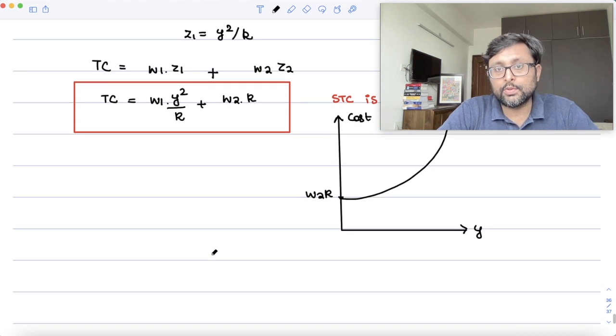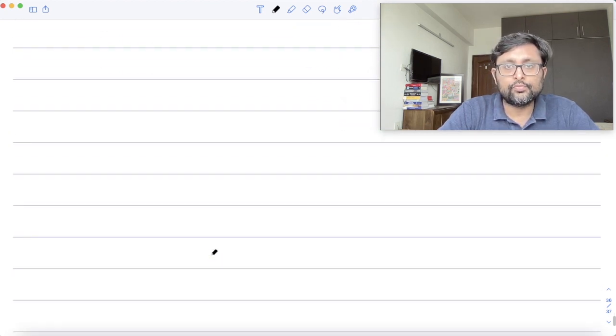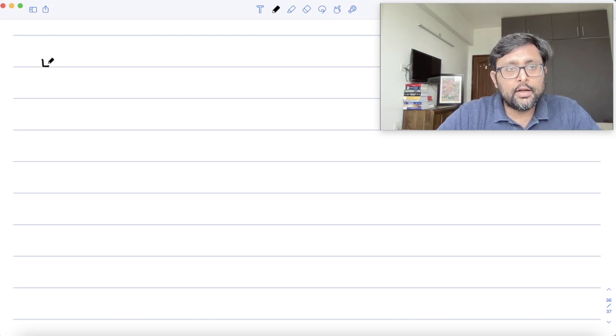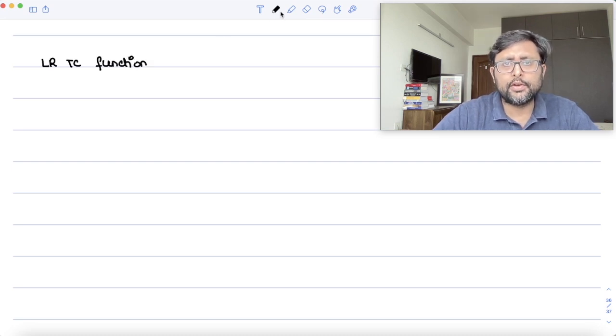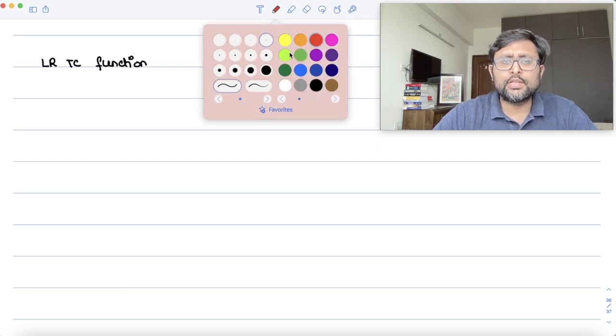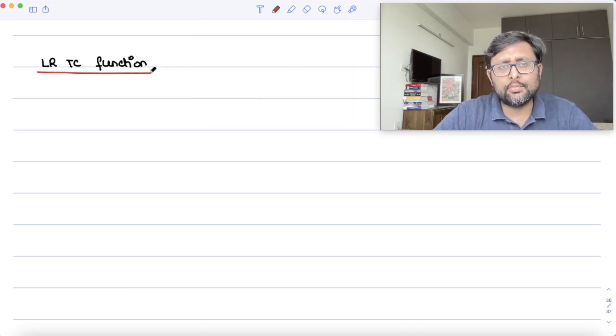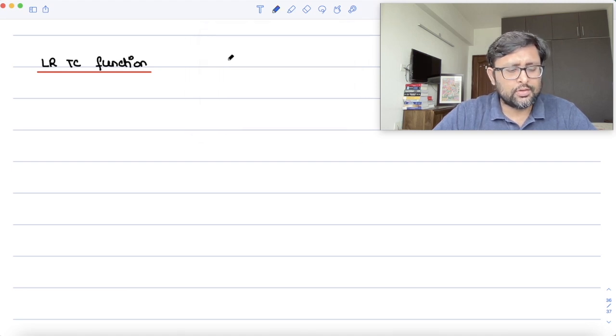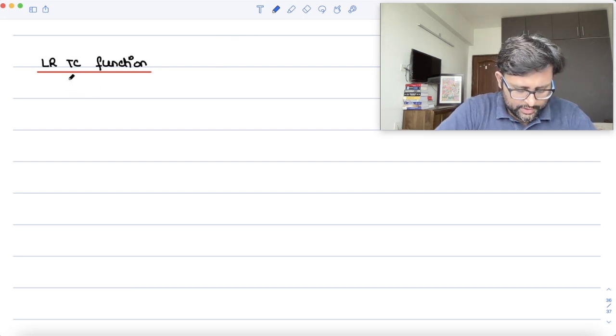I'll be comparing this with a long run total cost function. Fair enough. Now just look at the long run total cost function. Although we have done this in the earlier recording also, let's do this with a little change in the production function. I think we have done it with Q1 Q2 earlier. Let's talk about it with the root of Z1 Z2 this time, so that you understand what's going on.